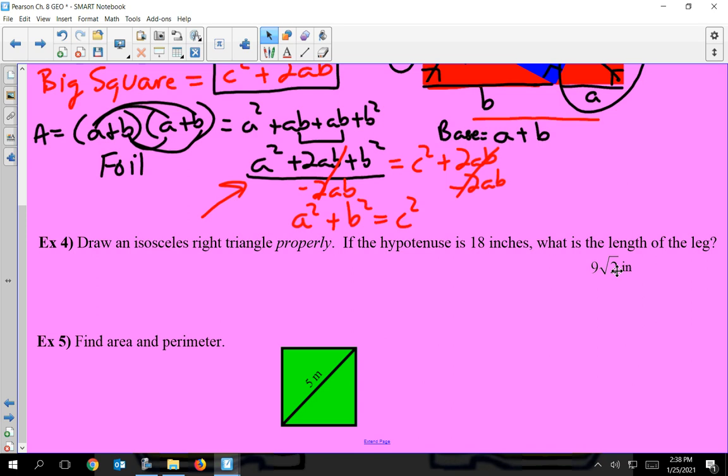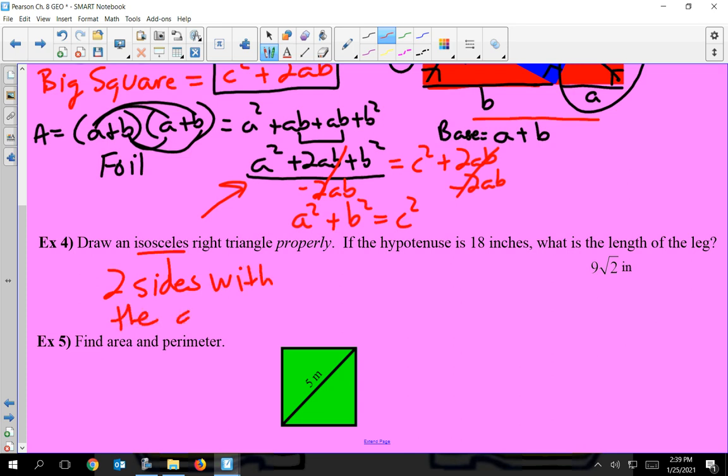So one, we got to know, what does isosceles mean? Okay, so if we remember our stuff, we talked about this. It's just two sides with the same length. Okay, so we're going to draw a right triangle with two sides being the same length.